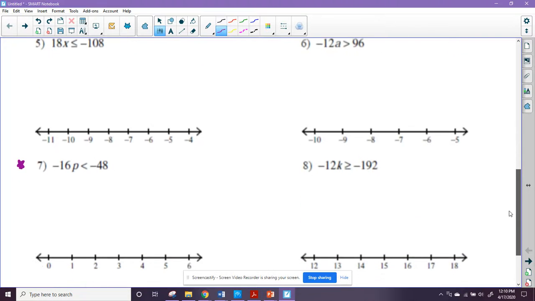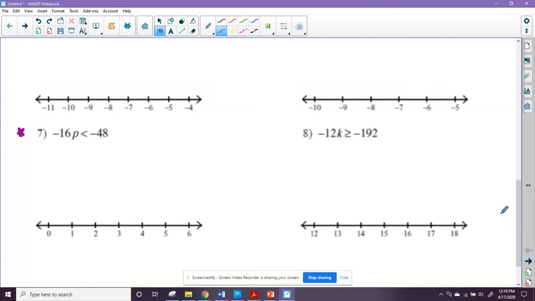Okay, now let's look at number 7. We have -16p is less than -48. We have to get p by itself. So -16p is the same thing as -16 times p. To undo multiplication, we have to divide. We're going to divide both sides by -16. It cancels out this -16, so we're left with p.